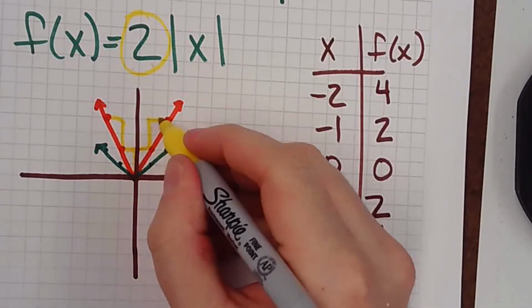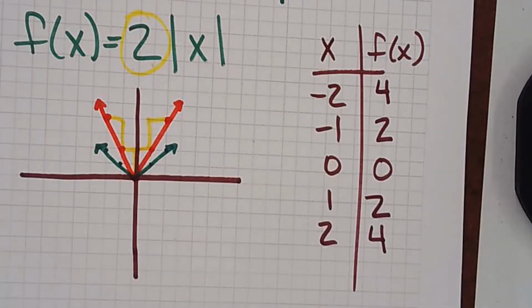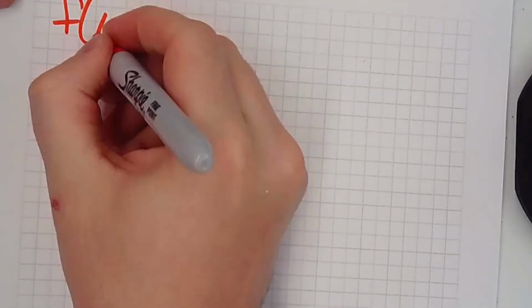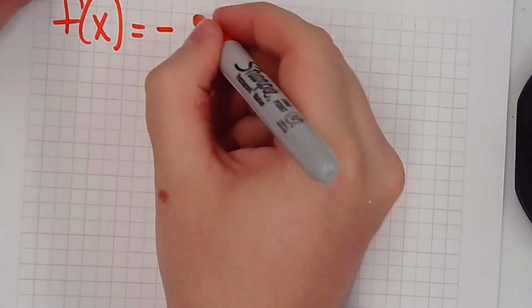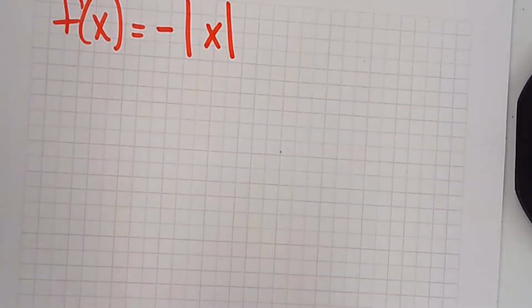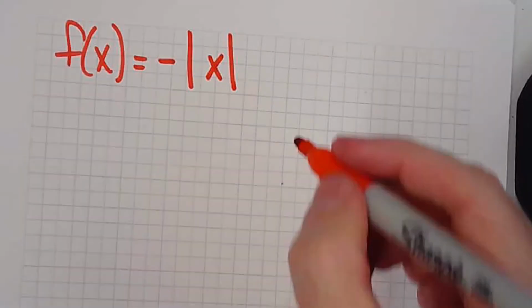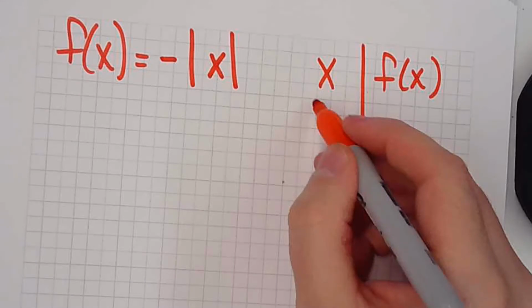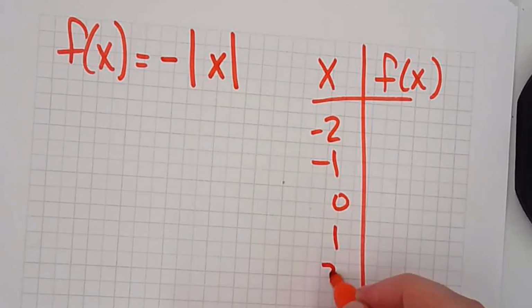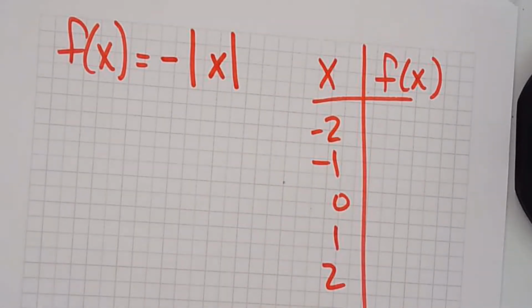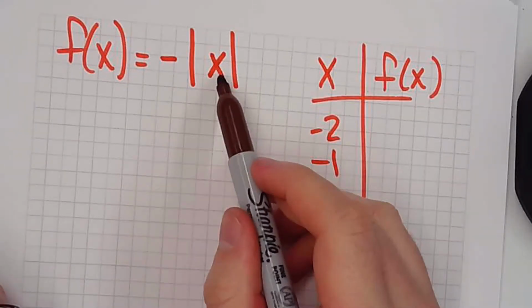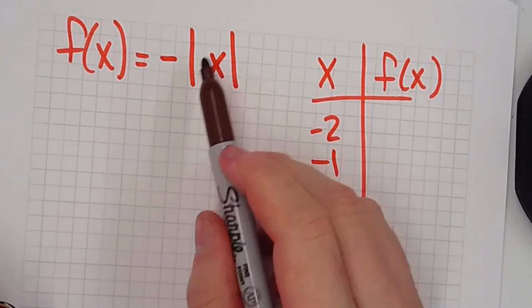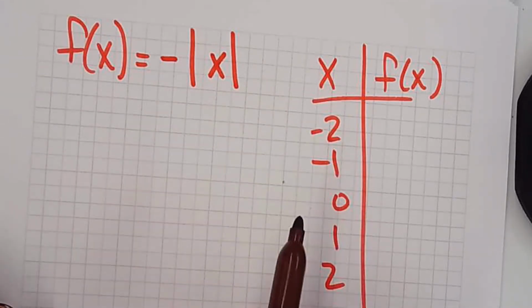Now what happens if we put a negative number there? So what happens if we have f of x equals, I don't know, let's do negative absolute value of x. Well, if we make a chart to find out what happens. Negative 2, negative 1, 0, 1, and 2. Negative 2 plugged in here gets us positive 2 because absolute value of negative 2 is positive 2. Then we negate it, so we get negative 2.